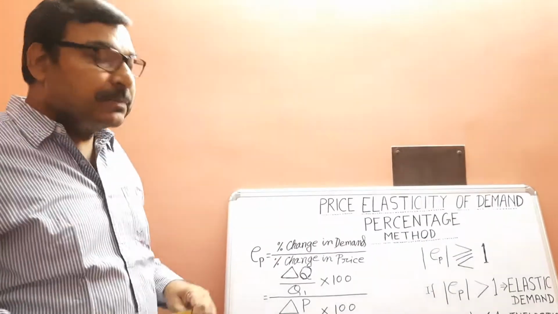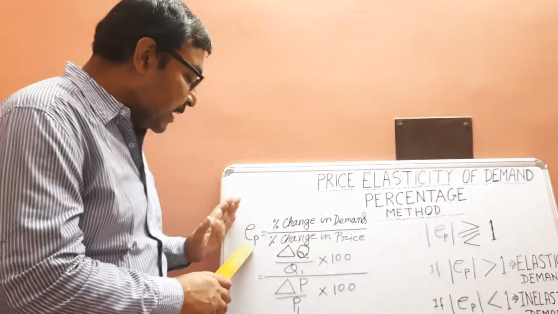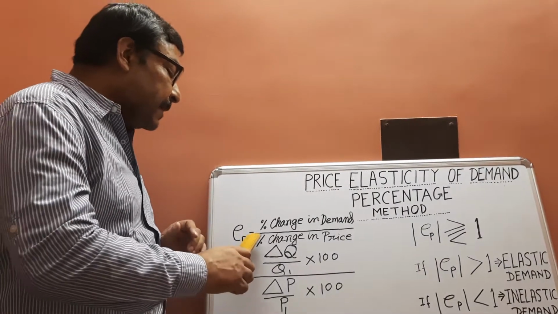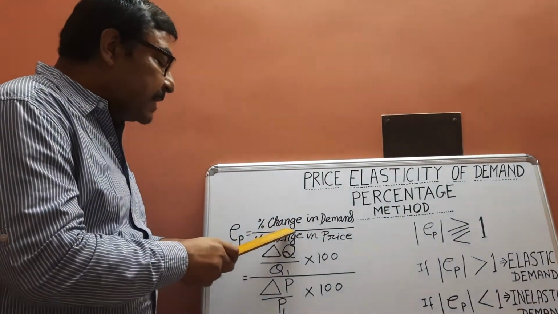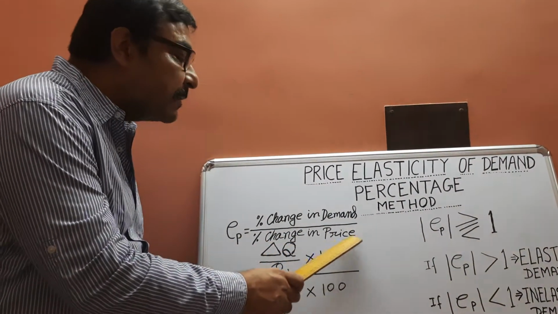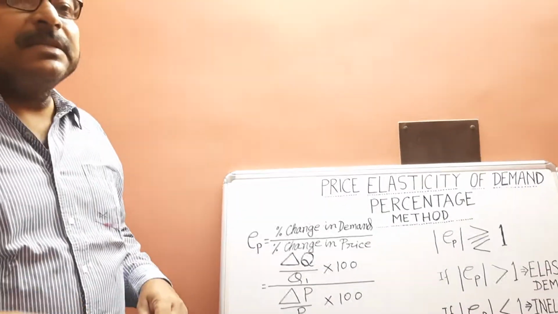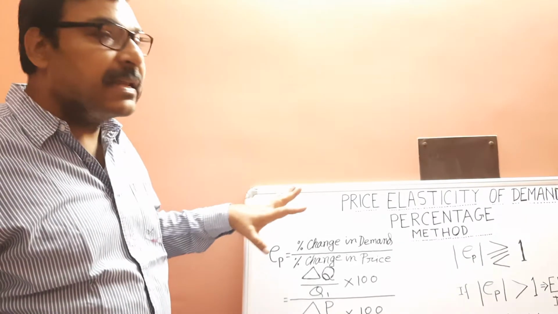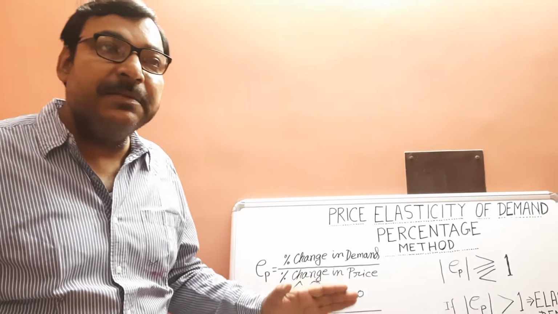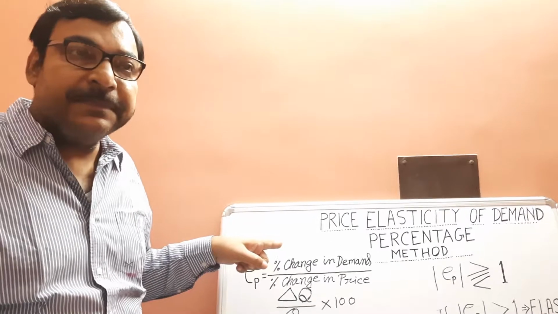According to the percentage method, price elasticity of demand, EP stands for price elasticity of demand. Price elasticity of demand is the ratio of percentage change in demand and percentage change in price. So in the percentage method, price elasticity of demand is expressed as the ratio of percentage change in demand and percentage change in price. So first we have to calculate percentage change in demand.